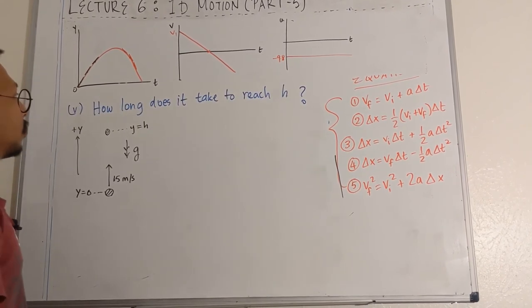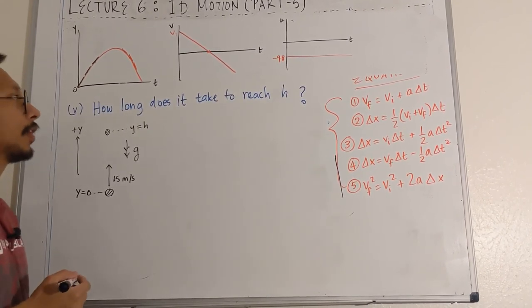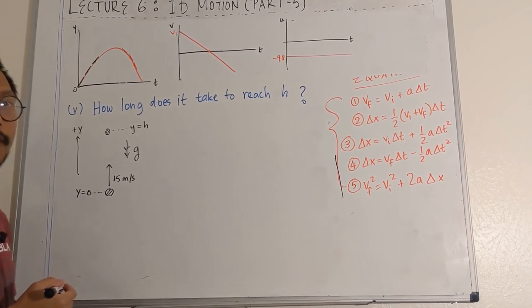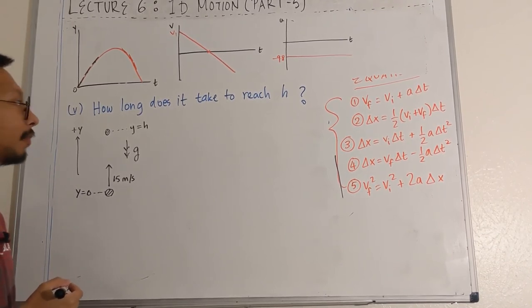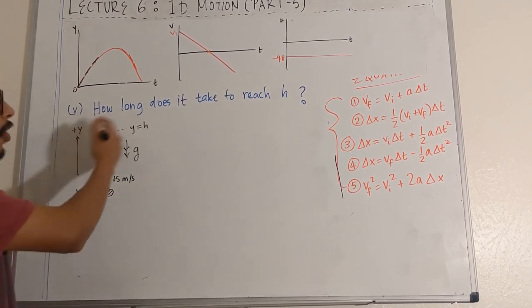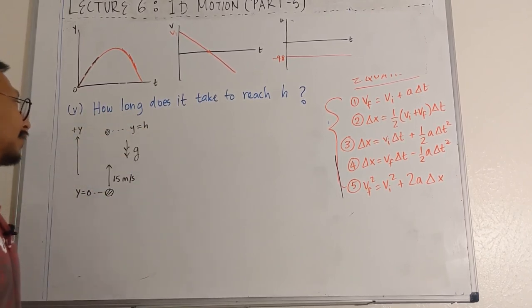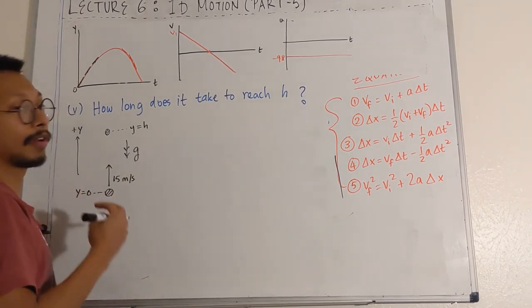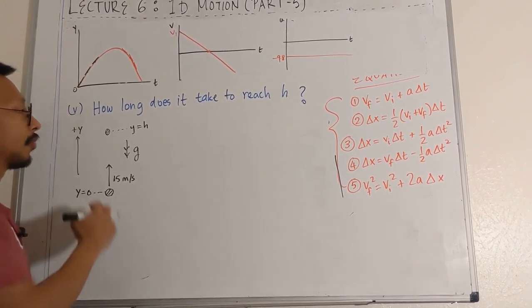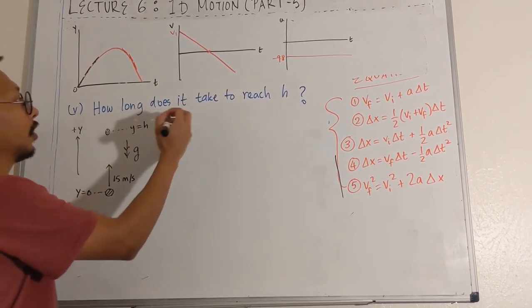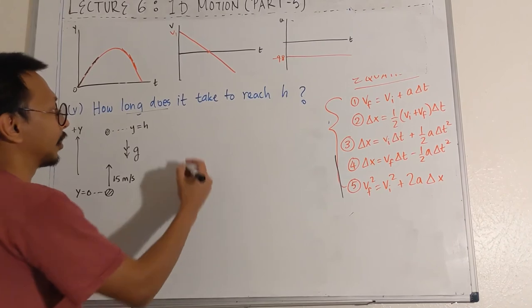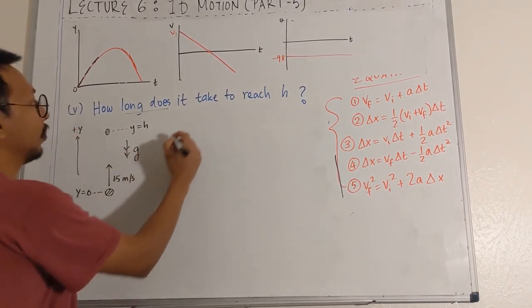Okay, so now the question wants me to find how long the ball takes to reach the maximum height h that we just calculated. So we already have the diagram from the previous step. Let's note down the relevant kinematic variables that we need to solve for time. How long it takes means we're dealing with time, right? So what do we have?